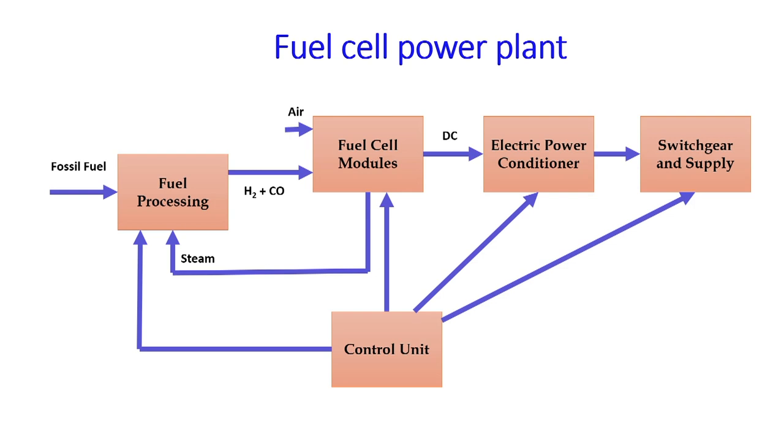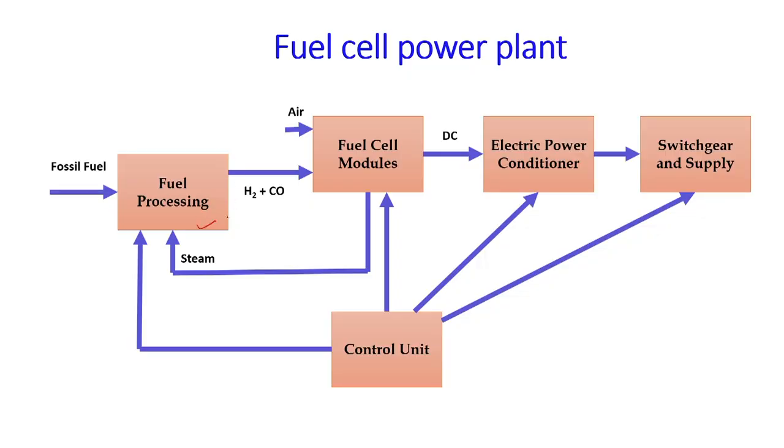Now let us discuss some of the applications of fuel cell, for example, a fuel cell power plant. Here we have fossil fuel and then a fuel processing unit which generates hydrogen and carbon monoxide, and then it goes to fuel cell modules. There we can produce DC electricity, right? The heat generated during the conversion process can be used again in the fuel processing system. The control system controls everything, like electric power conditioners, switch gear and supply, and how the demand side has to be managed. So everything is controlled by the control unit. This is something like our fuel cell plant.